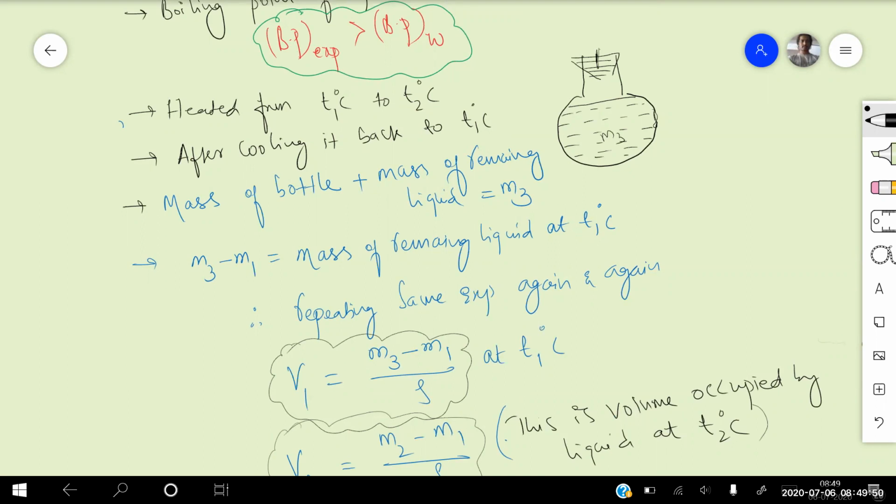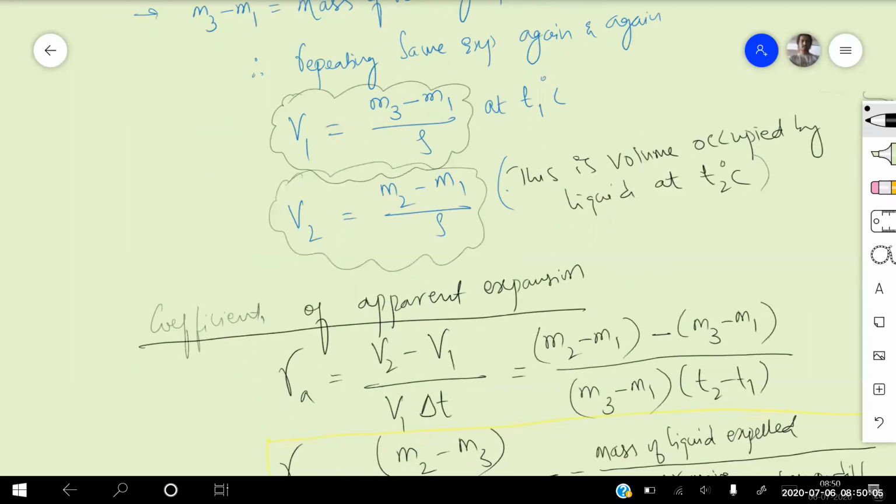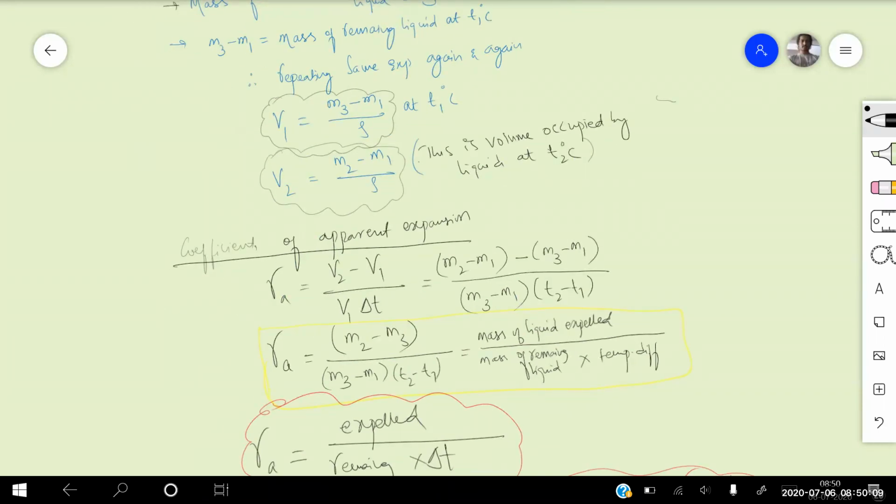So we get the relation: volume V1 is equal to M3 minus M1 by rho 1, because I did only up to the T2 and T1 part. In the same way, V2 is equal to M2 minus M1 by rho, that is the volume occupied by the liquid at T2 degrees centigrade. So I got V1 and V2. I know the formula for the coefficient of apparent expansion: gamma A is equal to V2 minus V1 by V1 into delta T.